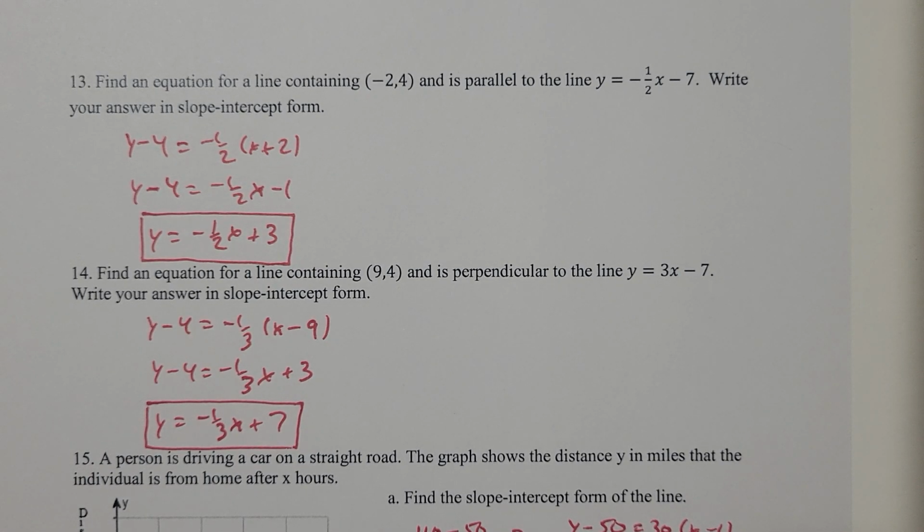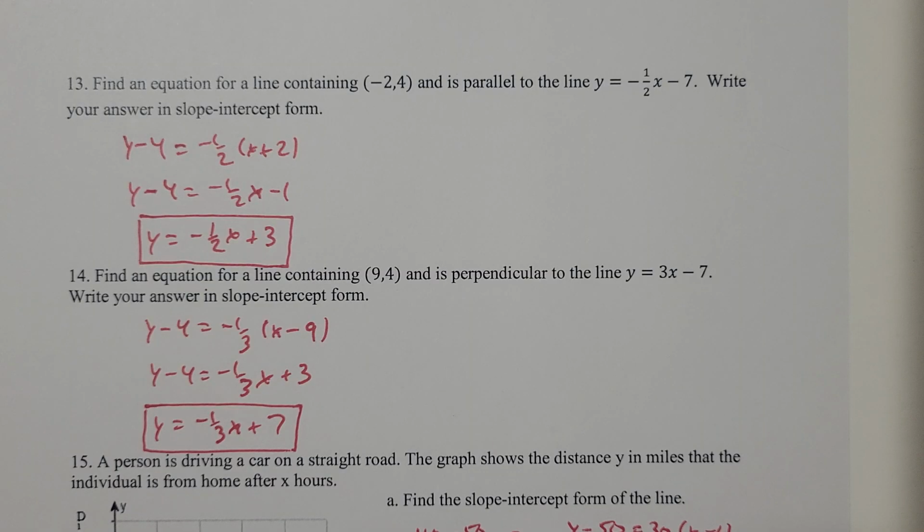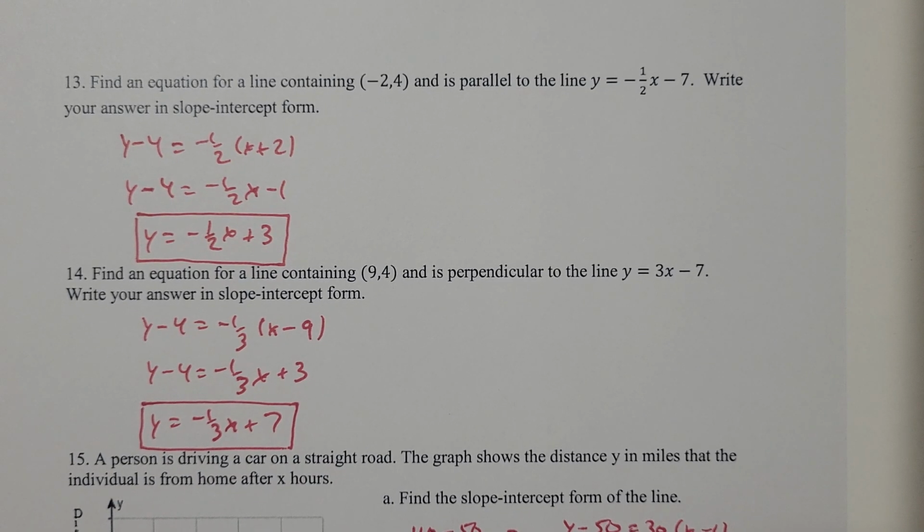Okay, we're on problem 13 here. In problem 13, we want to find an equation for a line containing the point (-2, 4) and is parallel to the line y = -1/2 x - 7. Write your answer in slope-intercept form.